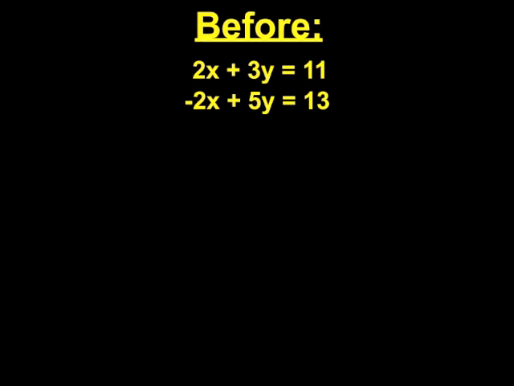And our first step was to make sure that our variables are lined up. We have 2x and negative 2x, 3y, 5y, 11, 13. They were all lined up. And our next step then was to either add or subtract. And because we have the 2 with the negative 2, they were the same, but one was positive and one was negative. We then knew we could add the two together, and it would cancel out the x. So if we did that, those would cancel out. We'd have 3y plus 5y is 8y equals 11 plus 13 is 24.